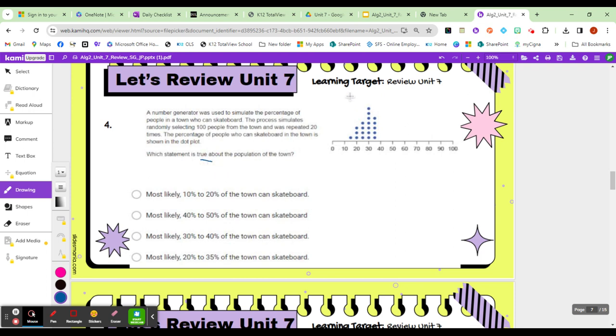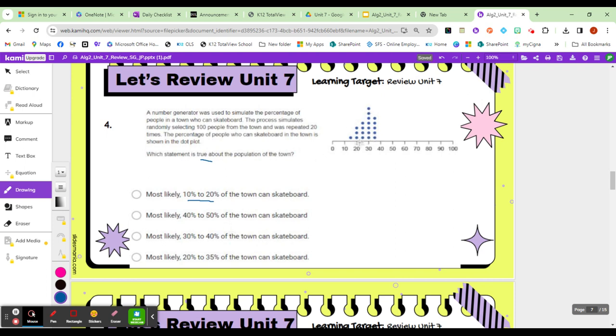So if we just look at the dot plot, this is 15. Let's see what the question was again. The percentage of people. So this is 15% of the people could skateboard. This is 20% of the people could skateboard. This is 25%. This is 30%. And this is 35%. So it says most likely 10 to 20% of the town can skateboard.